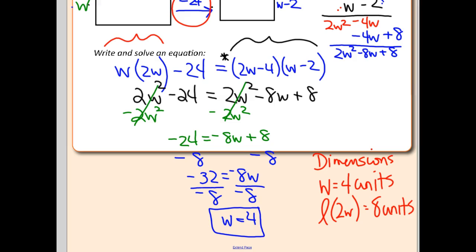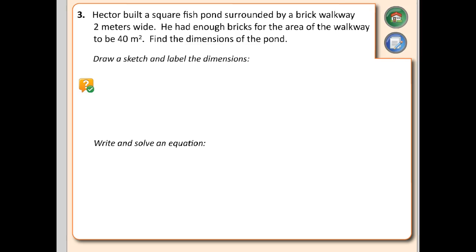Now, let's look at the last scenario as we go through here. It says, Hector built a square fish pond surrounded by a brick walkway 2 meters wide. He had enough bricks for the area of the walkway to be 40 meters squared. Find the dimensions of the pond.